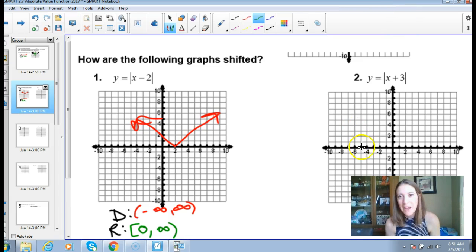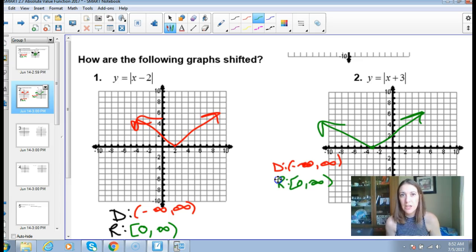So the vertex, instead of being at 0, 0, is over here at negative 3, 0. Now, when you guys are graphing, I expect them to look way better than what I just did. This is awful. All right. Guess what? Domain, same. Range is still 0 to infinity.